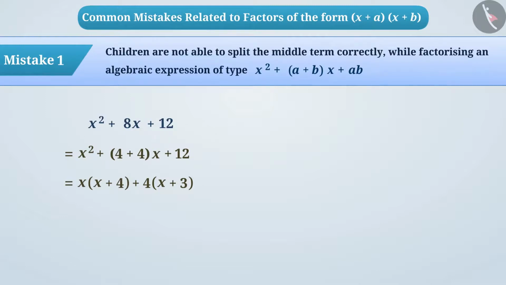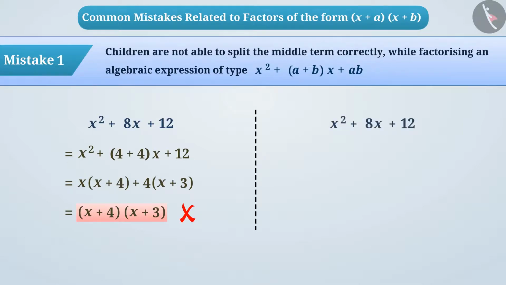Some children think that x plus 4 can be taken as common here, so they write this expression as x plus 4 into bracket x plus 3. These are wrong answers. We can only take a factor common if it is a factor of at least 2 terms. Keep in mind that to get the correct factors, we have to choose those factors of 12 whose sum is 8. Such factors are 6 and 2.